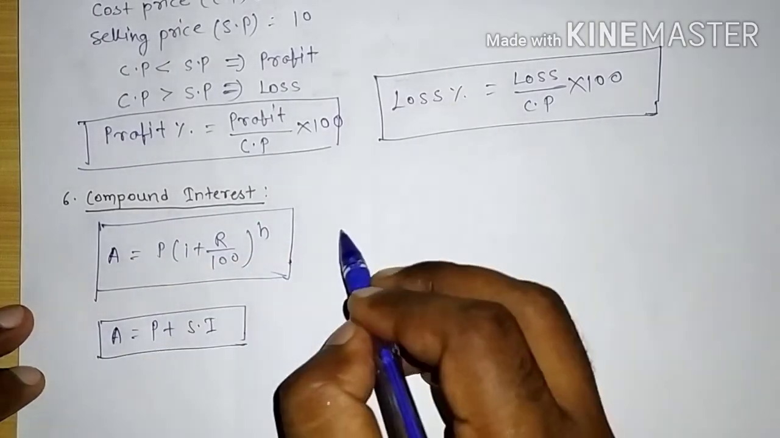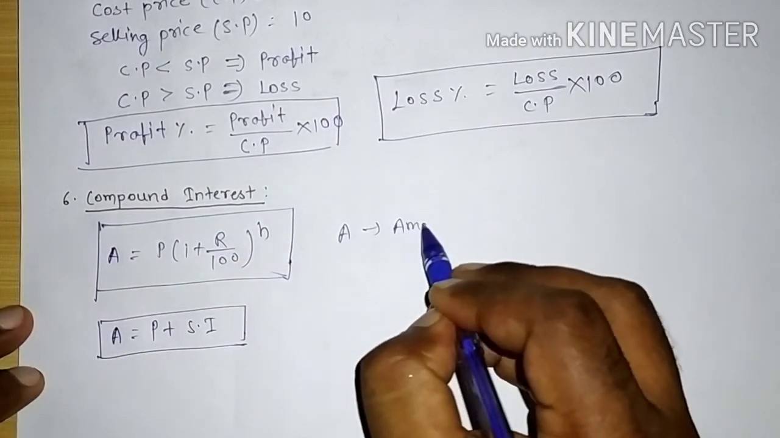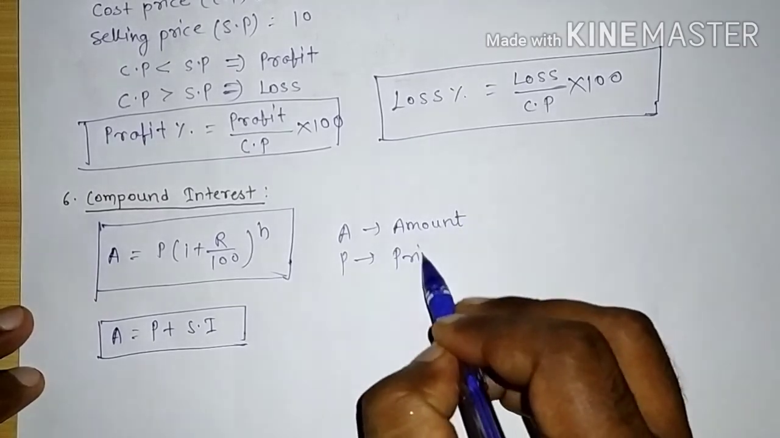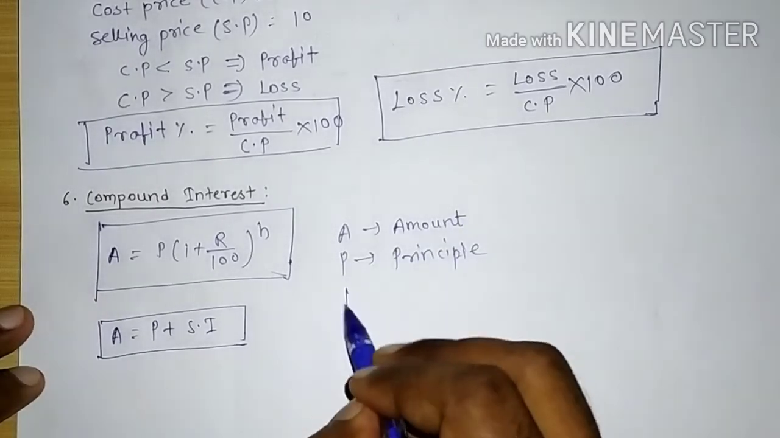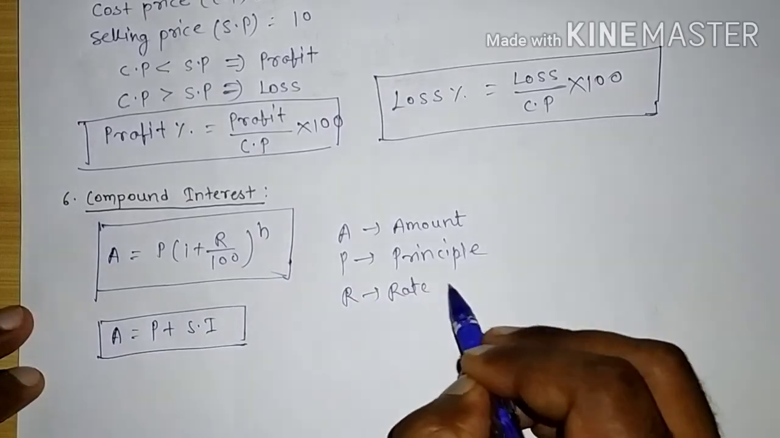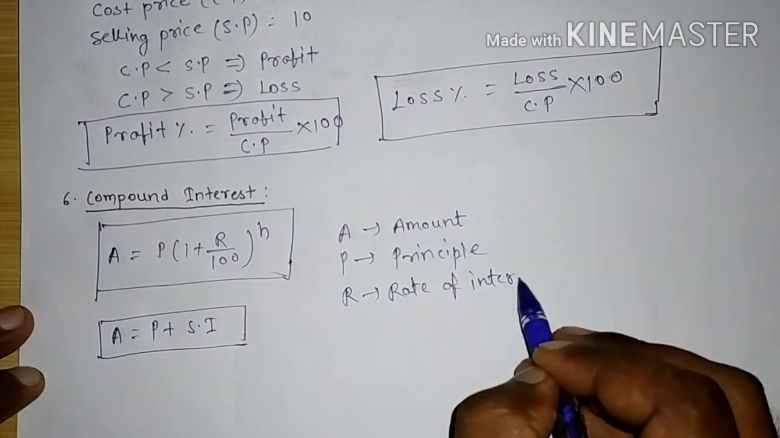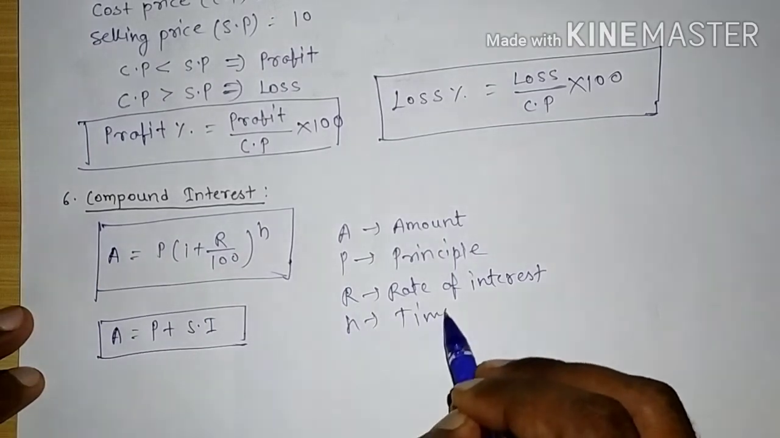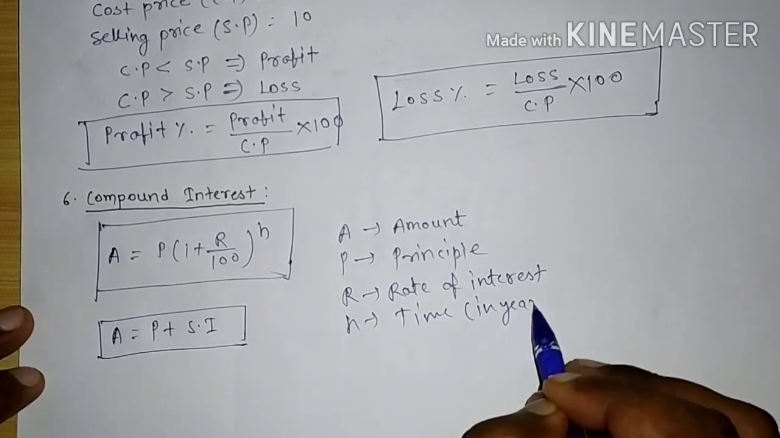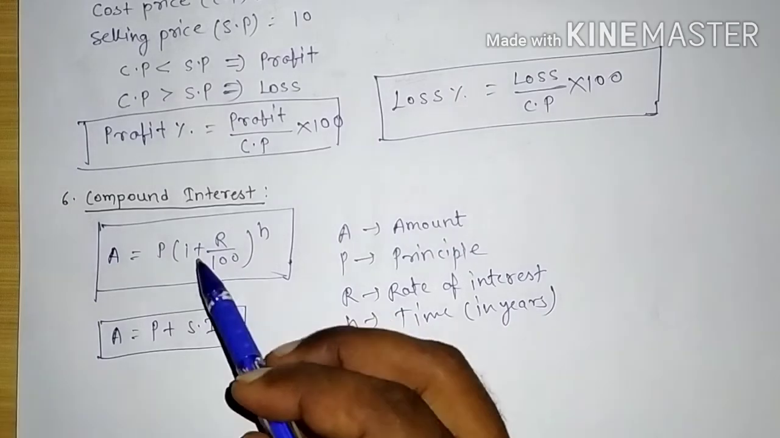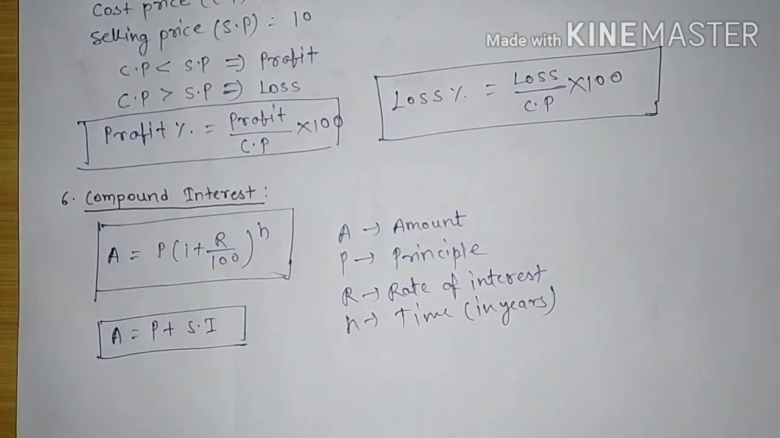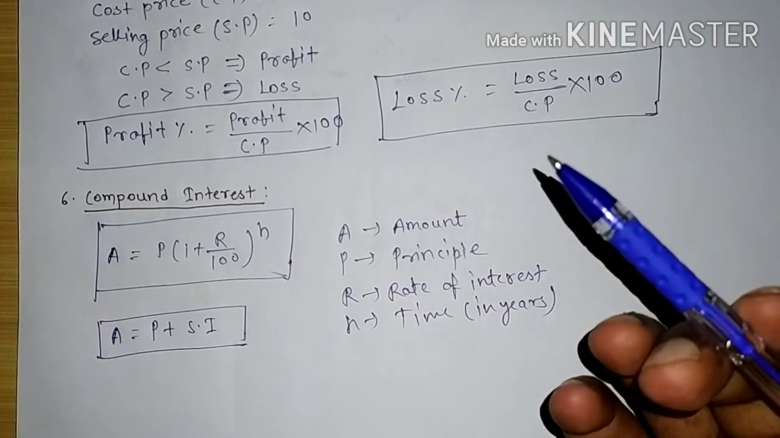Now A is the amount, P is the principal, R is the rate of interest, and n is the time in years. Simply, these two formulas are used in this exercise, and we will explain in detail in the next part of this video.